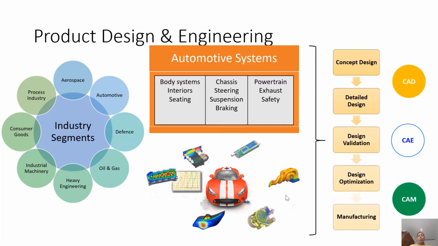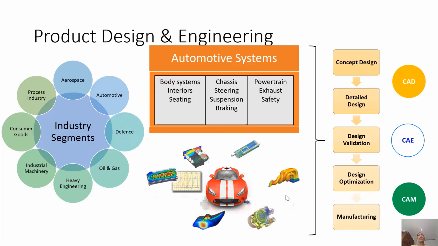So when we talk about product design and engineering, just one example I have taken of automotive systems, and there are so many other industries as well. But when we talk about this product design and engineering, generally we talk about the concepts of CAD, CAE, and CAM. And when we talk about CAD, we basically try to design the concepts and we detail out the designs. And when we talk about CAE, we talk more about validation and analysis and simulation and optimization of our solutions. And this is more related to engineering design.